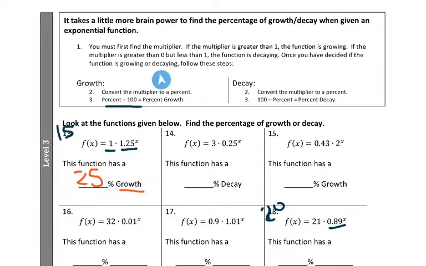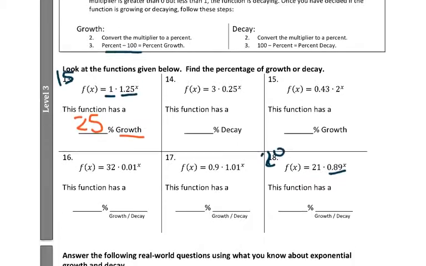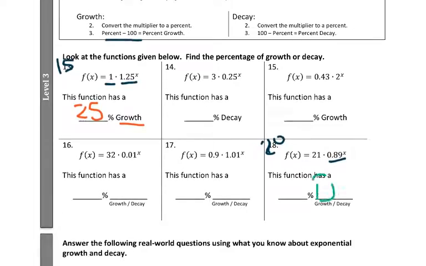Once you've decided if the function is growing or decaying, we're going to follow these steps. So I know that's decay. And so here we're going to convert the multiplier to a percent. That's a lot like what we did before. 0.89 times 100 is 89%. And then here it says we're going to do 100 minus the percent. So 100 minus 89 tells me that this is an 11% decay. In other words, I know we're decaying, and we're keeping 89% of whatever it is that's decaying. If we're keeping 89% of whatever it is that's decaying, that means we're losing 11%.